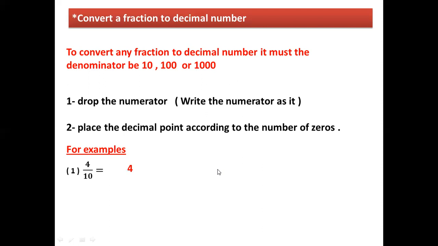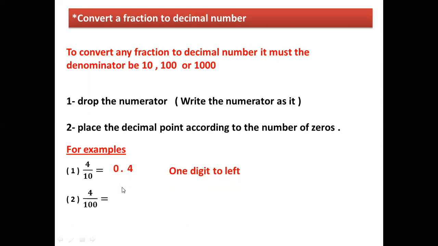So we will put the decimal point after one digit. Count with me, 1. So we will put the decimal point here, as you can see. So finally, put the whole number. But there is no whole number here, so we must put the whole number here equals 0. Okay? Next.